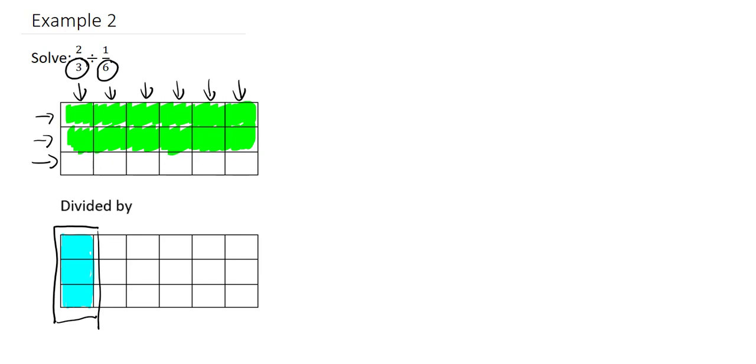Well, when we look, we see we have 1 here. We have another one here because there's 3 boxes. Another one here. Another one here. So how many 1/6 are in 2/3? Well, there's 4. So our answer would equal 4 because that's how many there are in 2/3. But we can also do this mathematically.